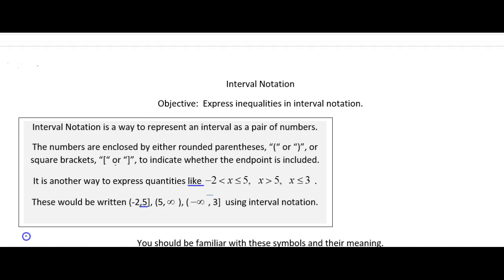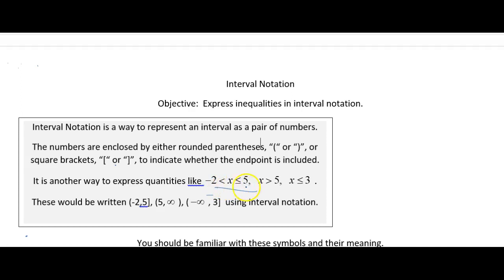Today's lesson we're going to discuss interval notation, how to read it and how to write it. Interval notation is a way to express a set of values that's more than just single numbers, a continuous set of numbers like, well, right here we have -2 less than x less than or equal to 5. You know how to write that. We call that inequality notation. But we'd like to express that in a simpler way, just using a pair of numbers.